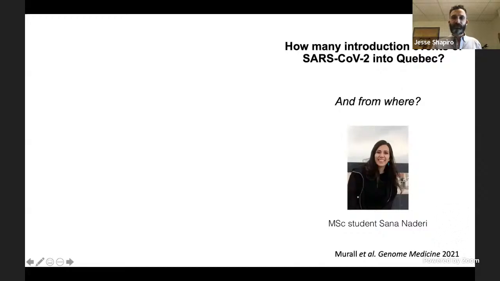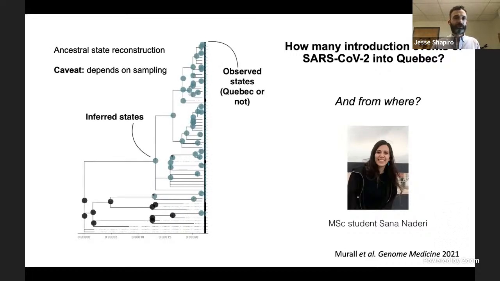So the next question we can ask with this kind of data is not just how many introduction events, but where are they coming from? And this is a question that was asked by a new master's student in the lab, Sana Naderi, who used a method called ancestral state reconstruction.